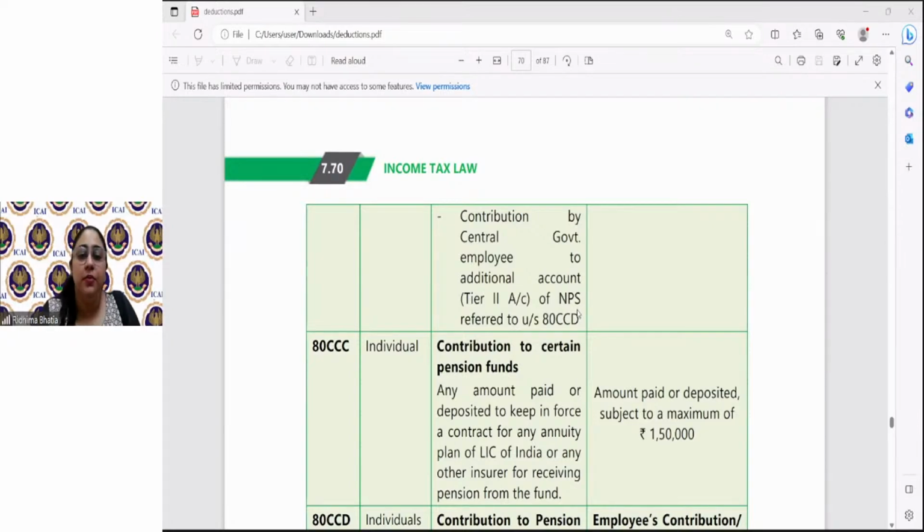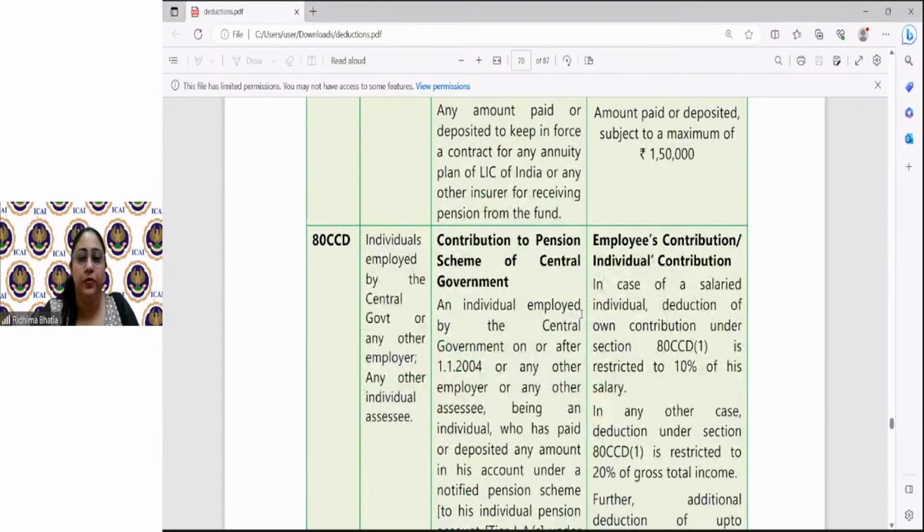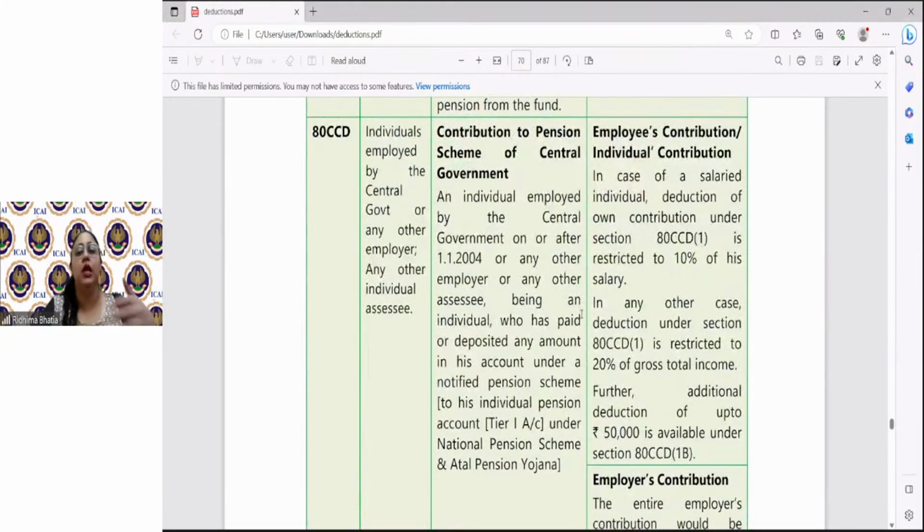Here also the maximum deduction allowed is 10% of salary in case of an employee, or 20% of gross total income in case of others than employees, subject to the contribution. And one should remember that 80C plus 80CCC and 80CCD subsection 1 cannot cross more than 1,50,000.